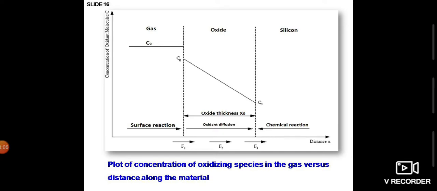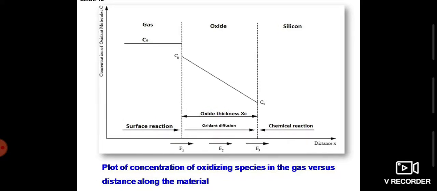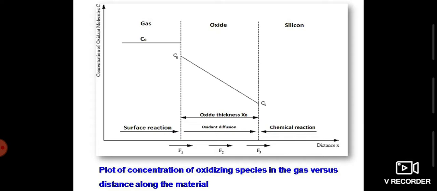Here you can see the plot of the concentration of oxidizing species, that is oxygen for dry oxidation and water vapor H2O for the wet oxidation in the gas, as a function of distance. Distance means along the overall thickness of the sample, that consists of the substrate and the epitaxial layer, and on top of it we now have the SiO2 layer.